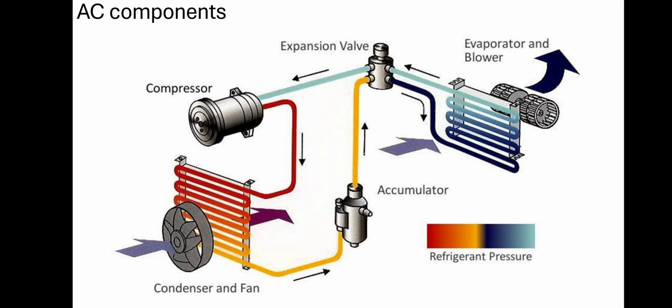We have the AC components. There is a gas, so it starts from the compressor, goes to the condenser and fan, then the accumulator, expansion valve, evaporator and blower.